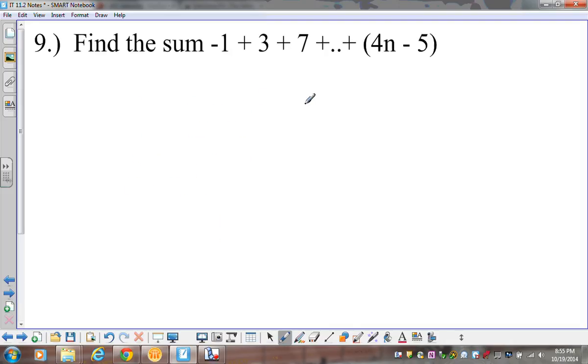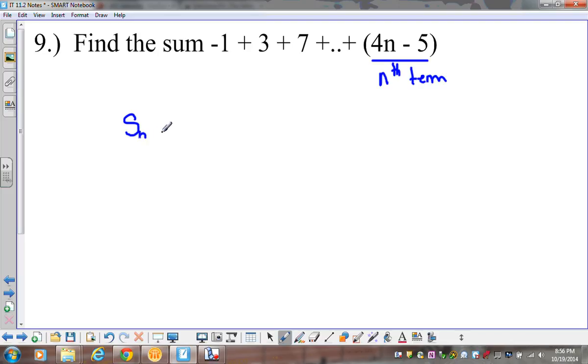All right, so find the sum. Now, they give me my first three numbers, but if you notice, at the end they give me what looks more like an equation, which represents my nth term. So in this case, I'm not going to end up with an actual value. I'm looking for the sum of the first n terms. What this means is my last term is 4n minus 5, and I'm looking for the sum of the first n terms.